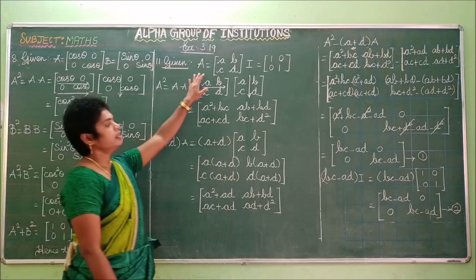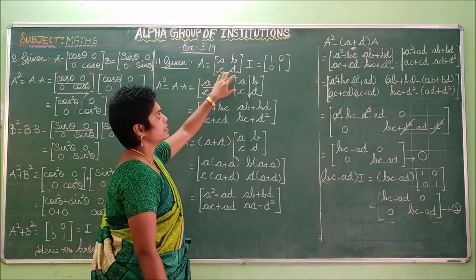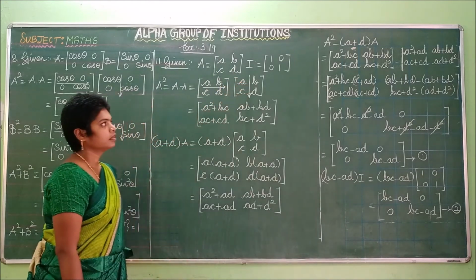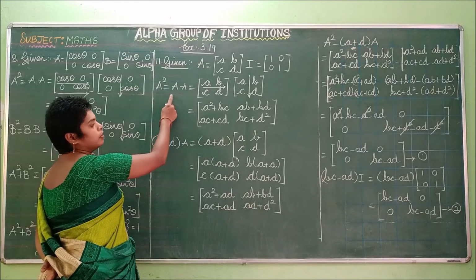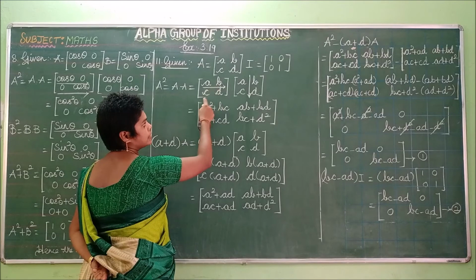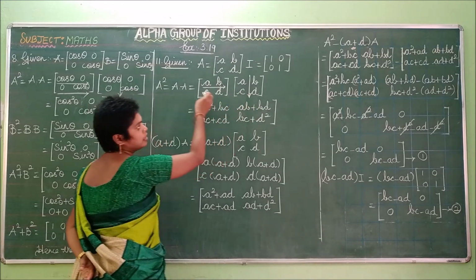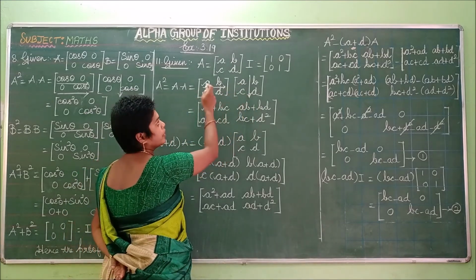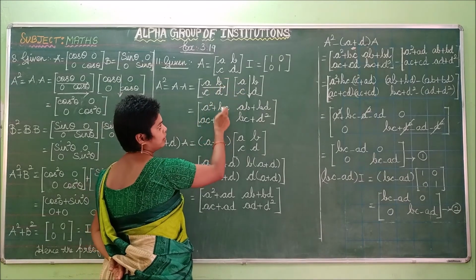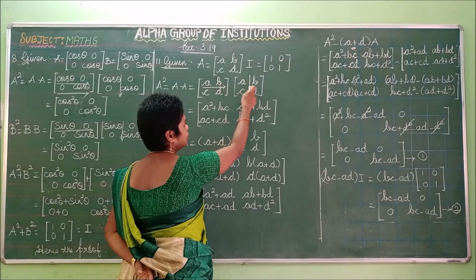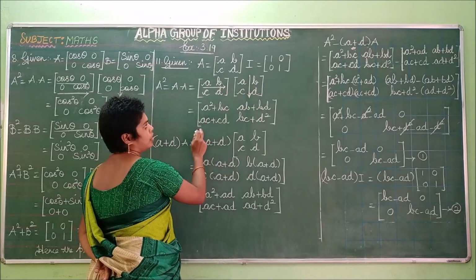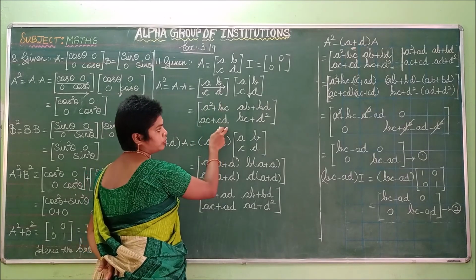Now take given A which is equal to [a, b; c, d], I which is equal to [1, 0; 0, 1]. A squared equal to A into A. So here our A is [a, b; c, d]. First row into first column, a into a, a squared plus b into c. Then first row second column, a into b plus b into d. Then second row first column, a into c plus c into d.